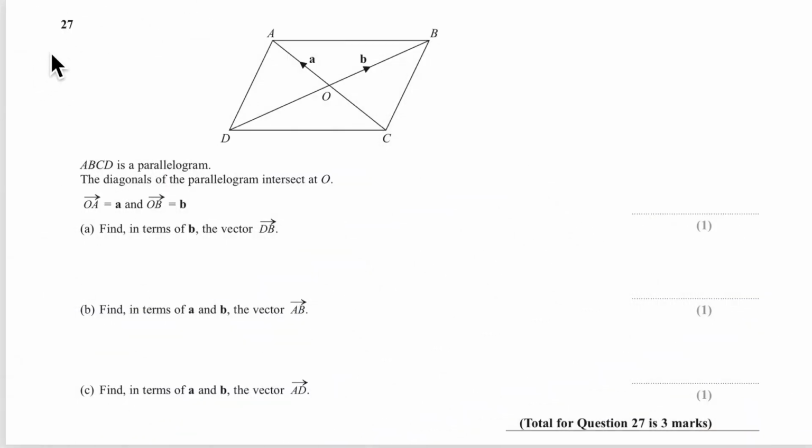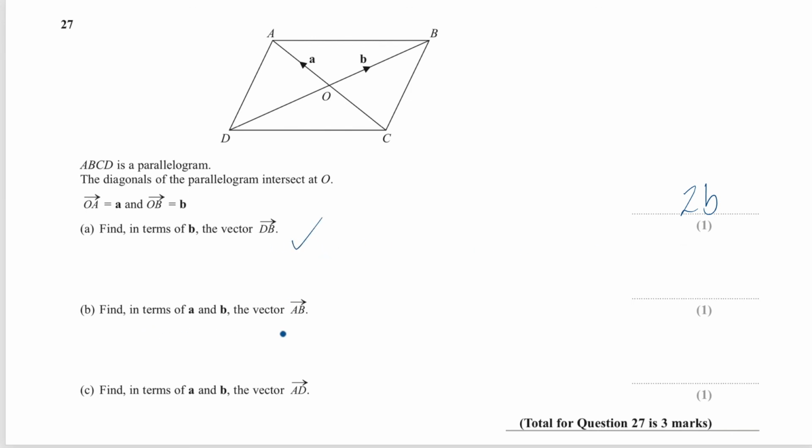Now, question 27 is a vectors question. ABCD is a parallelogram. The diagonals of the parallelogram intersect at O. OA equals A and OB equals B. Find in terms of B the vector DB. Now you'll know that the diagonals of a parallelogram intersect each other and cut each other in half. In other words, they bisect each other. So we know that DO is the same length as OB. So we want DB. Well, DB is actually made of two of those little Bs. So the answer is 2B. That's the first one done.